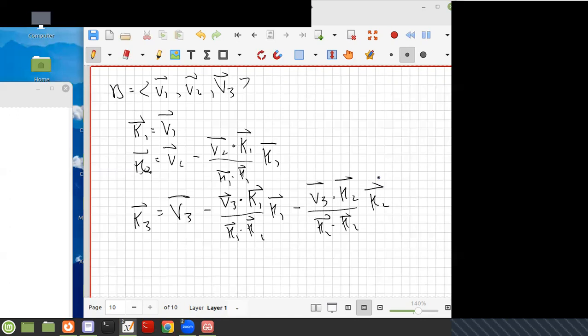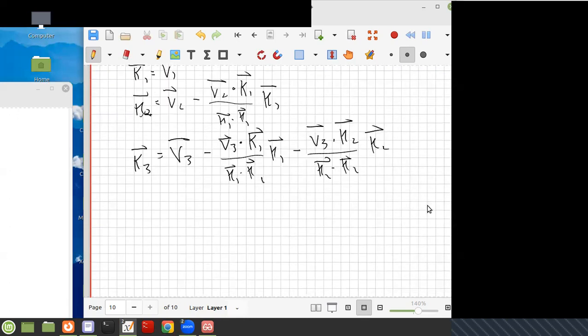You can see that if it was four-dimensional, you'd have a kappa 4, which would be V4 minus the projection onto kappa 1, minus the projection onto kappa 2, and minus the projection onto kappa 3, and you could just keep going. You'd see that you better put it on a computer, so you don't have to go crazy. Okay, let's do an example to see how it works out.